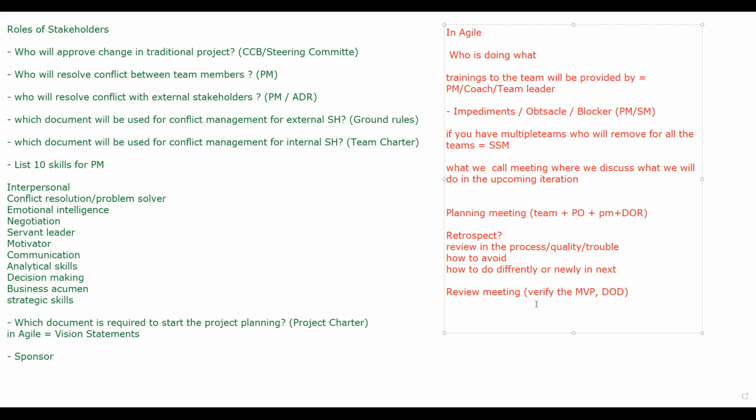So, and then we have what if team A. Can we say the client will provide the definition of done? Yeah, the product owner will collect from the customer. Sure. Exactly. The product owner will collect from the stakeholders.